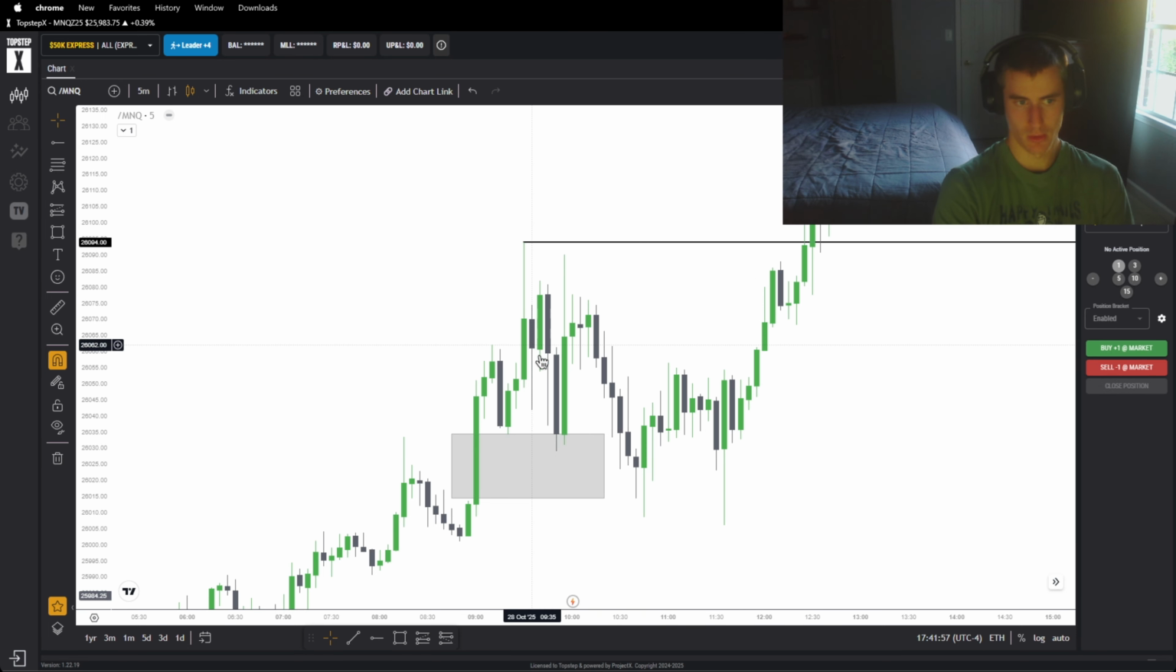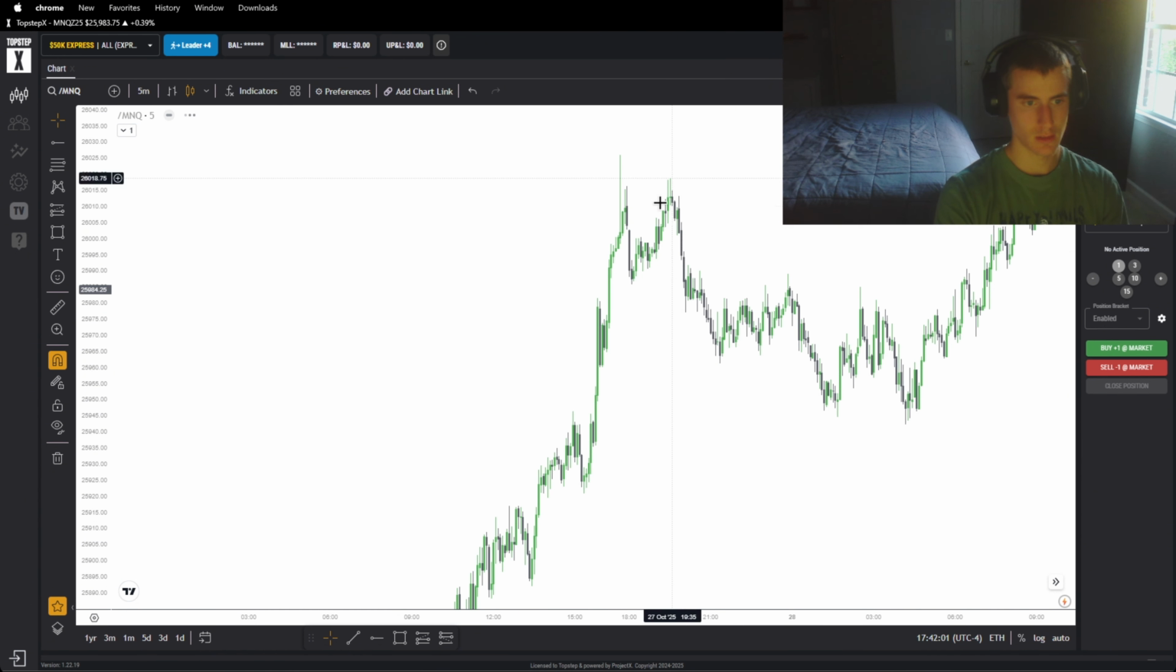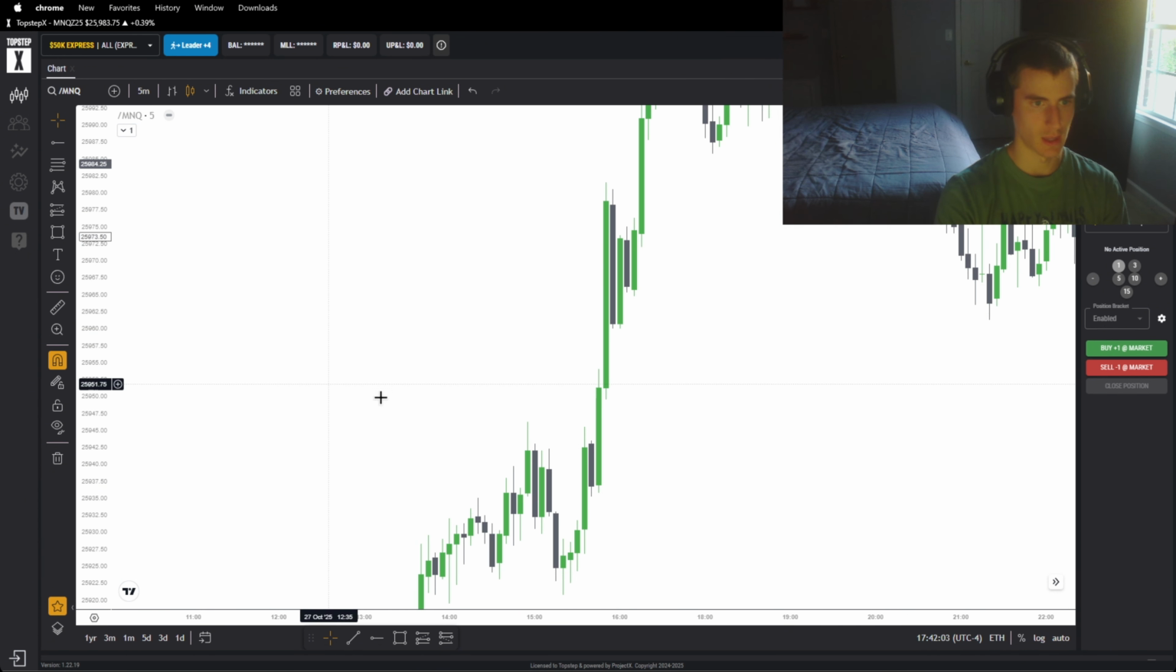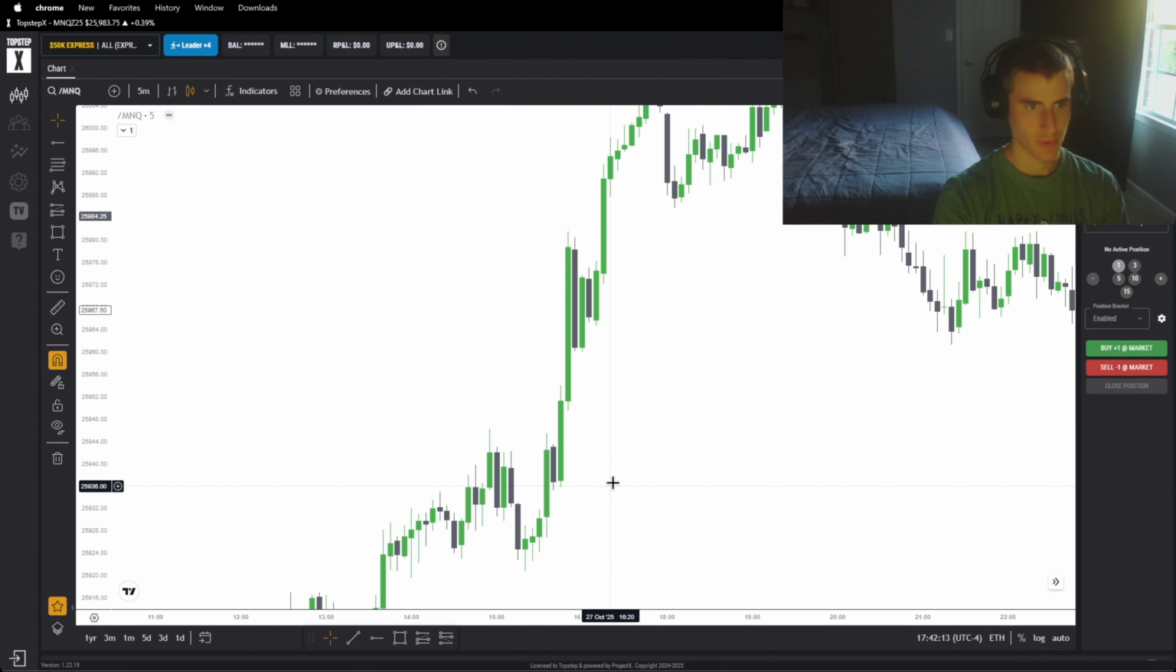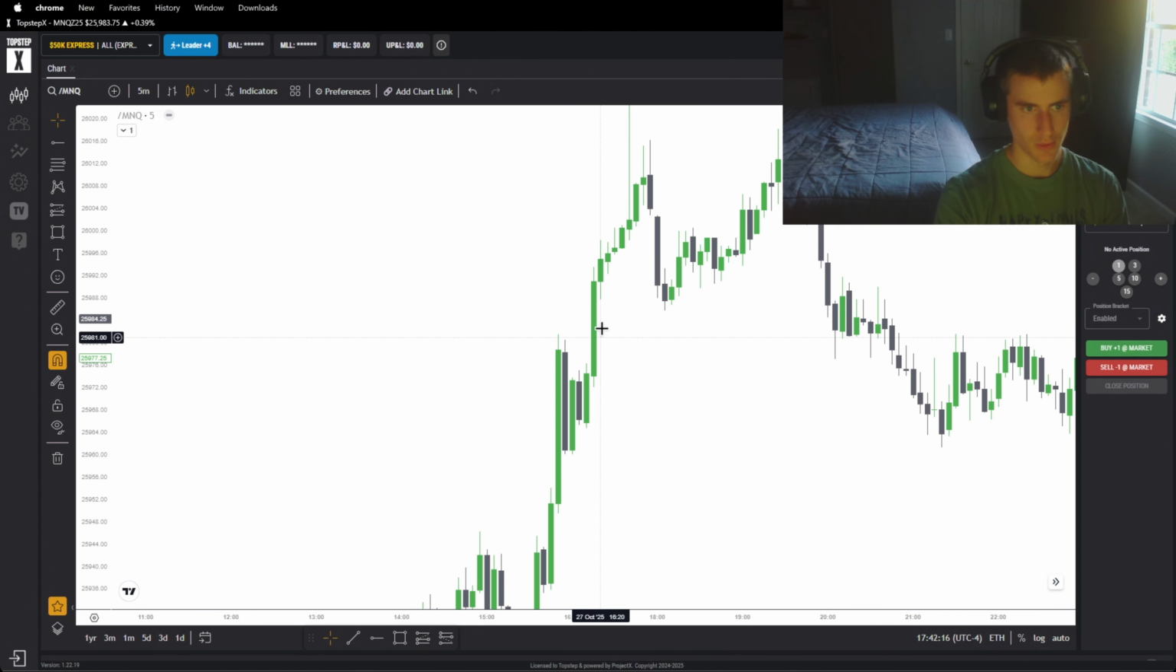It's garbage, bro. There's an obvious difference between the 5-minute looking like this versus the 5-minute looking like this. And this is at night, right? This is literally like Asia session, right? And we're moving like this on the 5-minute, right? This is what you want to see.